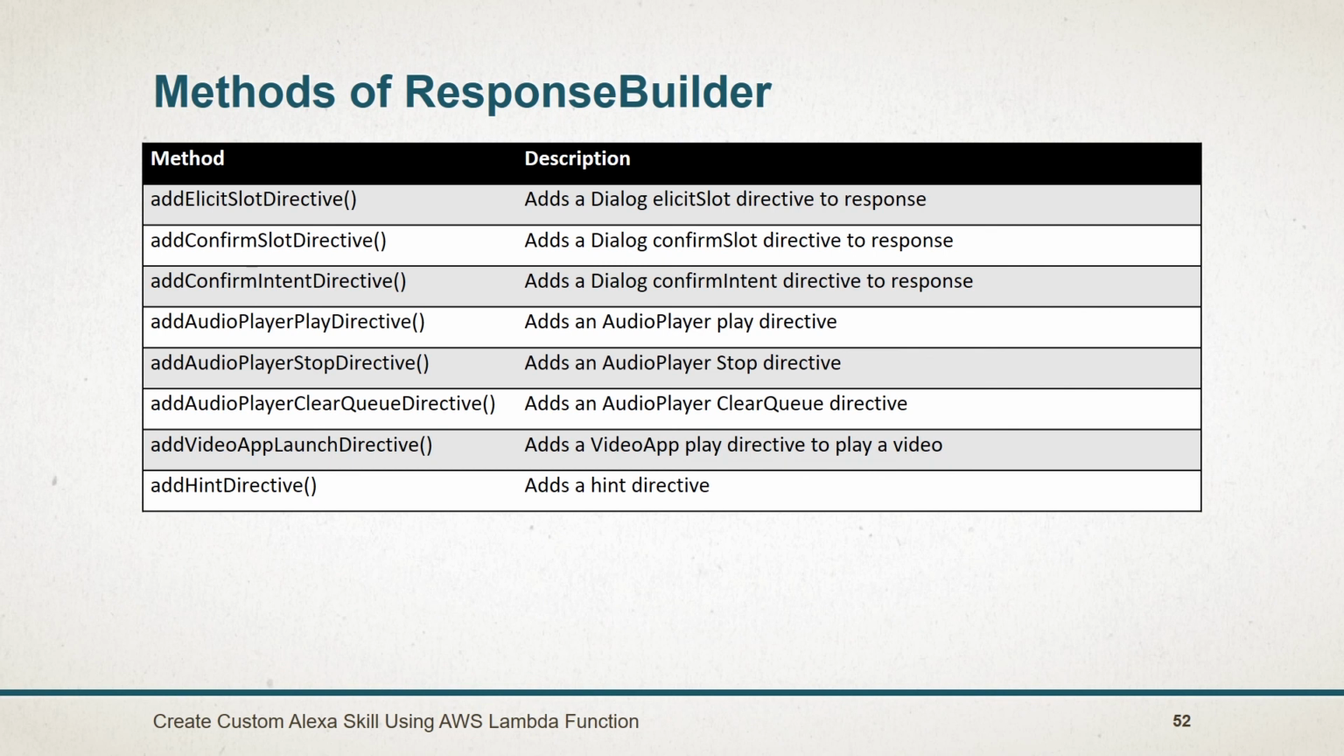The addAudioPlayerPlayDirective method adds an audio player play directive. The addAudioPlayerStopDirective method adds an audio player stop directive. The addAudioPlayerClearQueueDirective method adds an audio player clear queue directive. The addVideoAppLaunchDirective method adds a video app play directive to play a video. The addHintDirective method adds a hint directive.